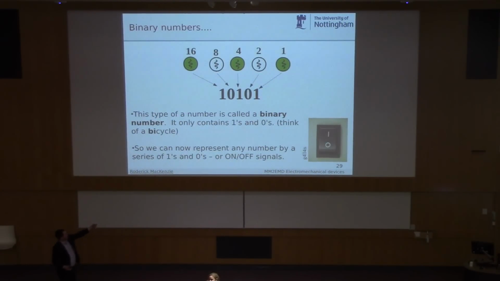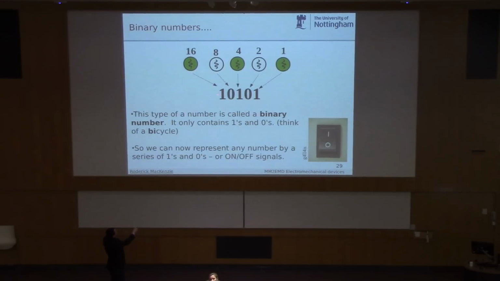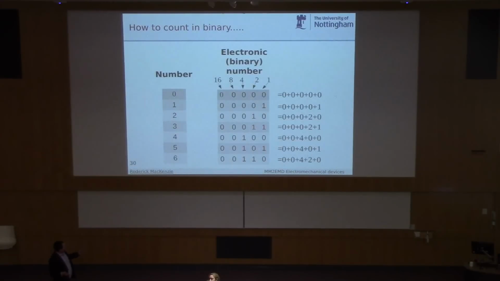Ones represent on, zeros represent offs. So this is counting in binary, and basically just by extending this number out over here, we can count as high as we want. So there's no limit to how high we can count in binary numbers. You can have 64-bit binary numbers where you can count incredibly high, or even 8-bit binary numbers that count up to 256. So we can actually count up in binary now.